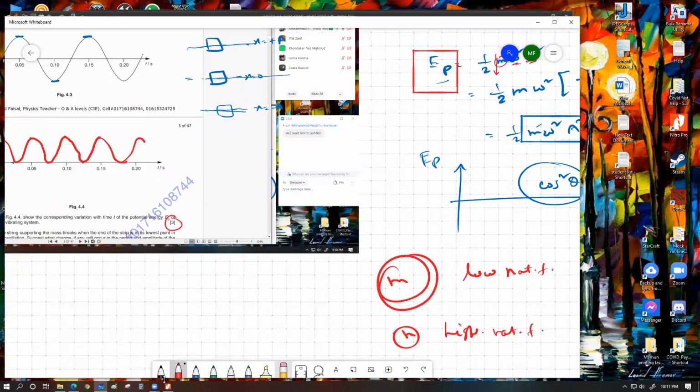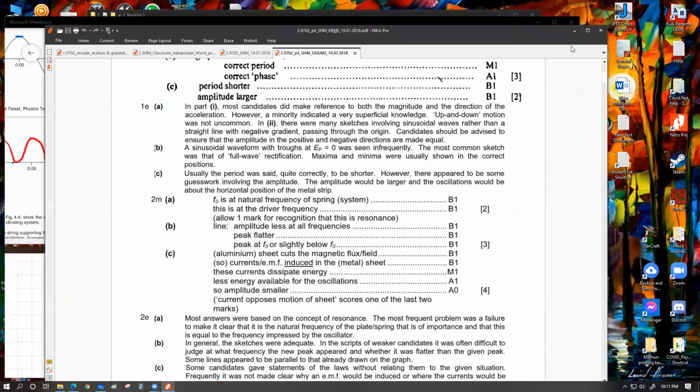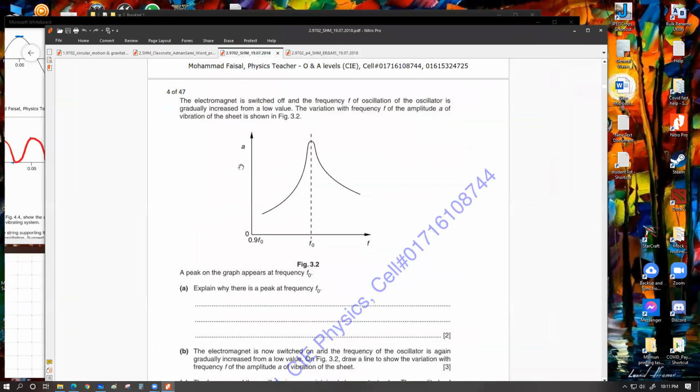When the driver frequency perfectly matches with the natural frequency, that's when you get the maximum amplitude. So have a look over here. Explain why there is a peak at frequency f naught. So they're asking why there is a peak at frequency f naught.